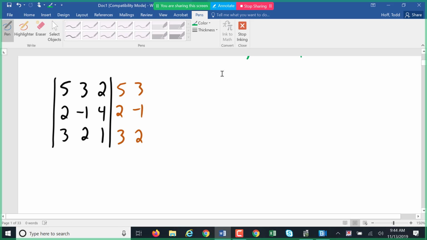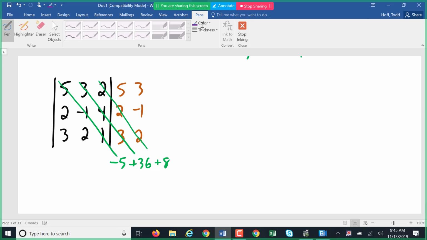So going down, I have 5 times negative 1 times 1 is a negative 5. Next I have 3 times 4 times 3 is a positive 36. Finally I have 2 times 2 times 2, which is a positive 8. So that gives me a down diagonal total. Negative 5 plus 36 is 31, plus 8 is 39.